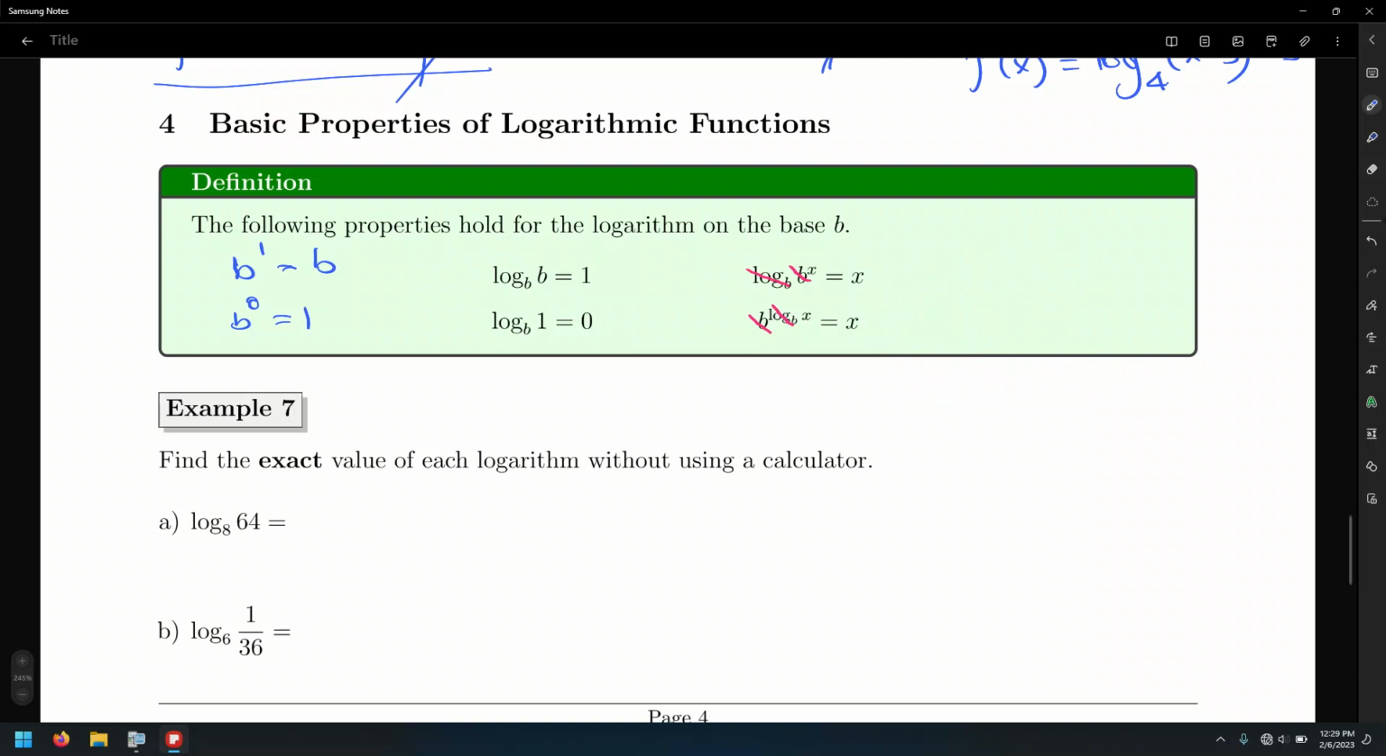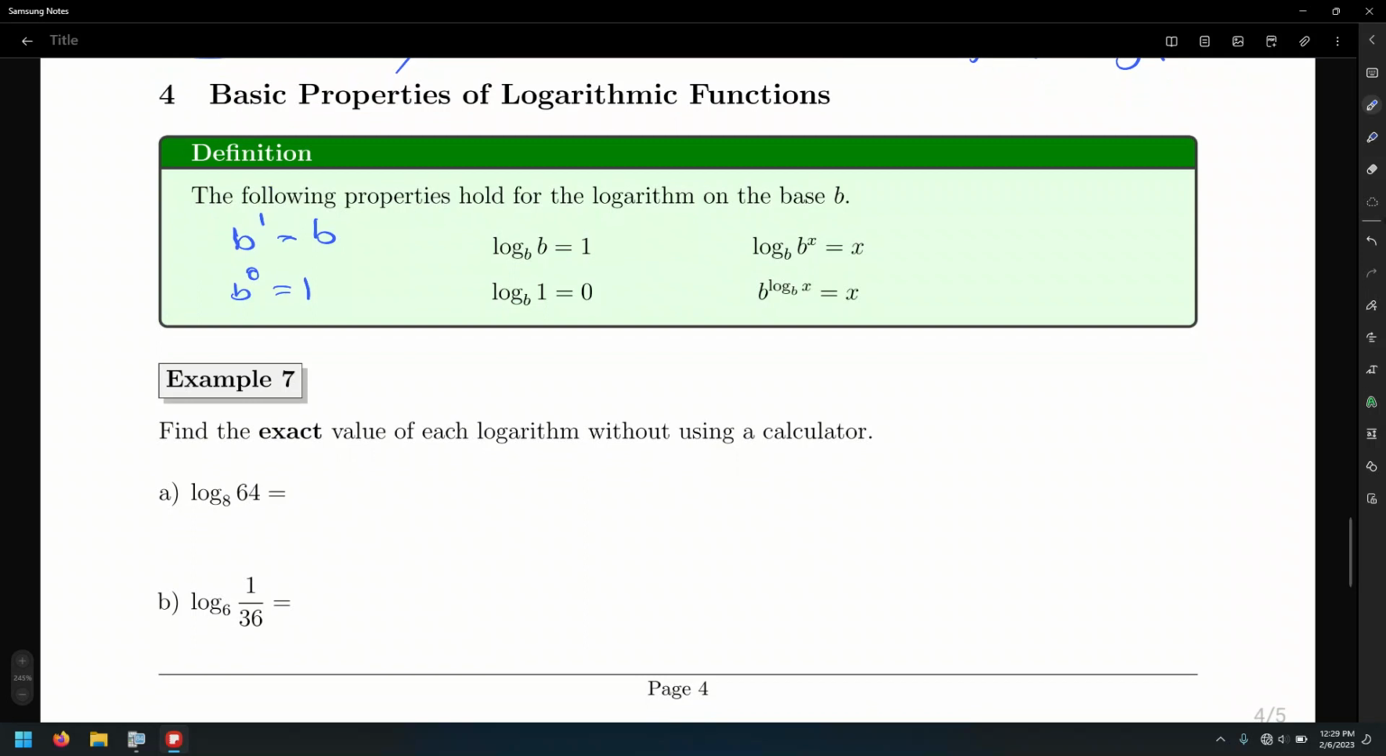So there are actually some restrictions to these two properties. One, this is for all x in the real numbers. There's no restriction for the domain. This upside down A means for all, and this little E means belongs to, like when we write the domain of a function, it belongs to all real numbers. So no problem with this.